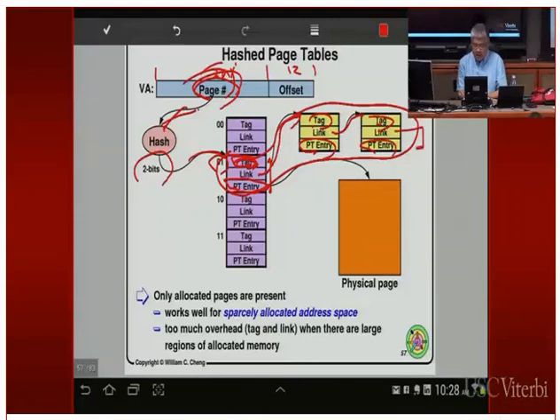In this case, the last link goes to the null pointer. So in this case, you traverse down the entire page table and you didn't find a match. All right, so in this case, it means that this particular entry does not exist. So therefore, this is a segmentation fault.